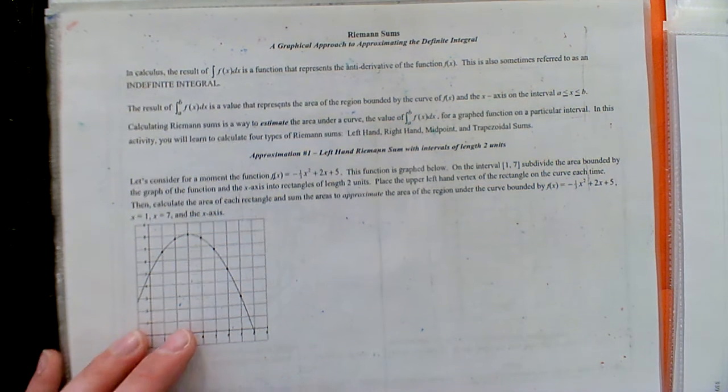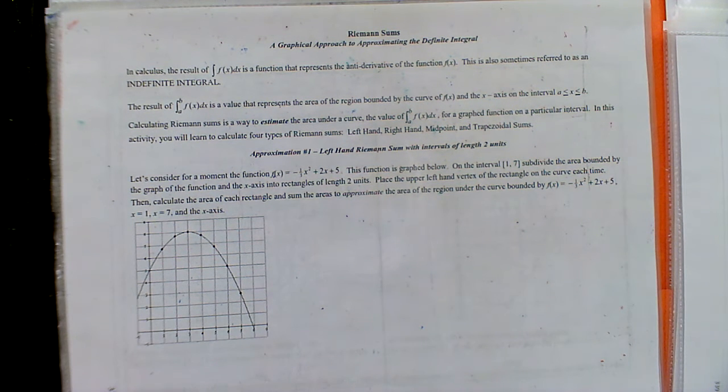In calculus, the result of the integral of f of x dx is a function that represents the antiderivatives of the function f of x. This is also sometimes referred to as an indefinite integral. The result of the integral from a to b, so those are bounds, of f of x dx is a value that represents the area of the region bounded by the curve and the x-axis on the interval from a to b. So they're saying when you take the integral from a to b, any area under that curve from the x-axis to where that curve is, you're actually finding the area underneath that curve.